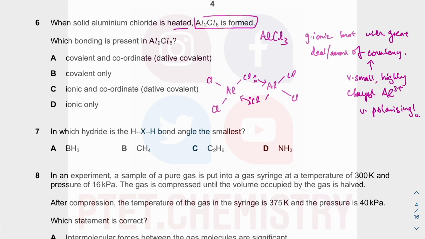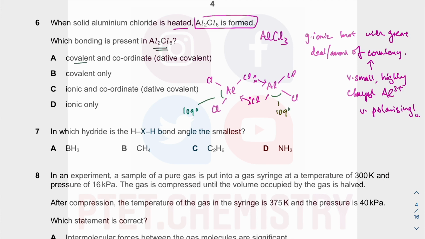So these are used for covalent bonding. For dative covalent bonding, they are not considered your lone pair anymore, alright? As a result of this dative covalent bond, aluminium, you are also not 120 degree anymore, you are 109 degree. Okay, so which bonding is present in Al2Cl6?